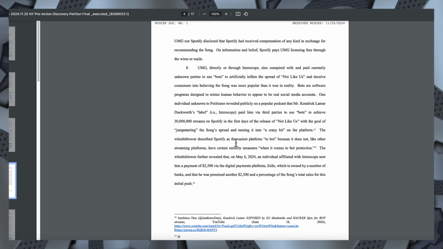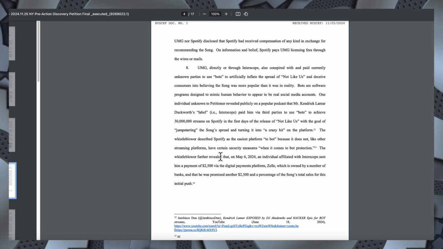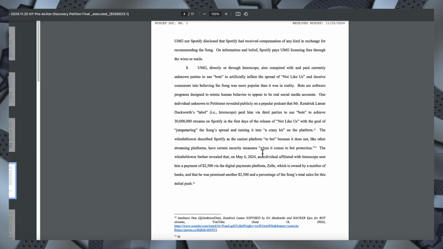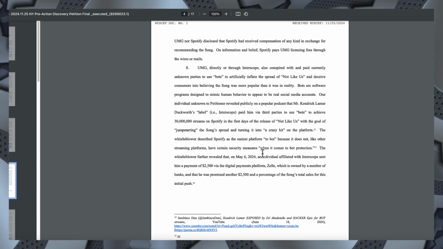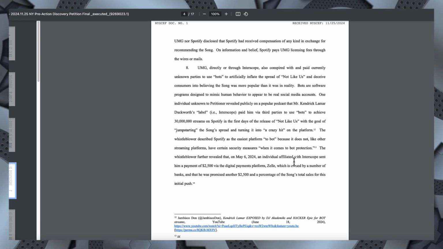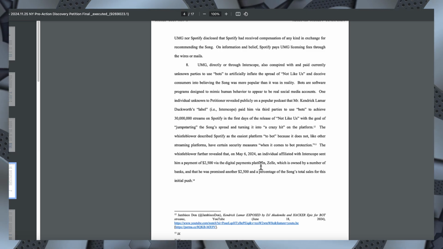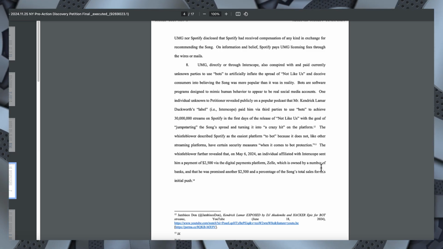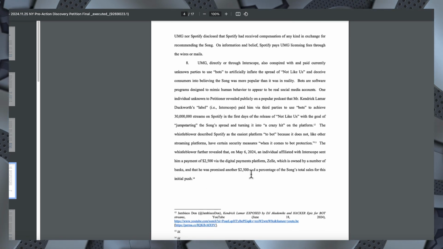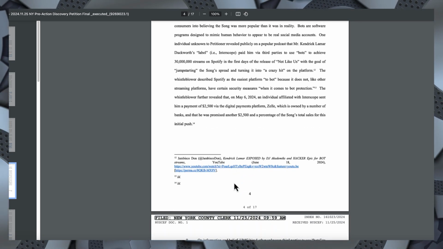The whistleblower describes Spotify as the easiest platform to bot because it does not, like other streaming platforms, have certain security measures when it comes to bot protection. The whistleblower further revealed that on May 6, 2024, an individual affiliated with Interscope sent him a payment of $2,500 via the digital payments platform Zelle, which is owned by a number of banks, and that he was promised another $2,500 and a percentage of the song's total sales for this initial push.